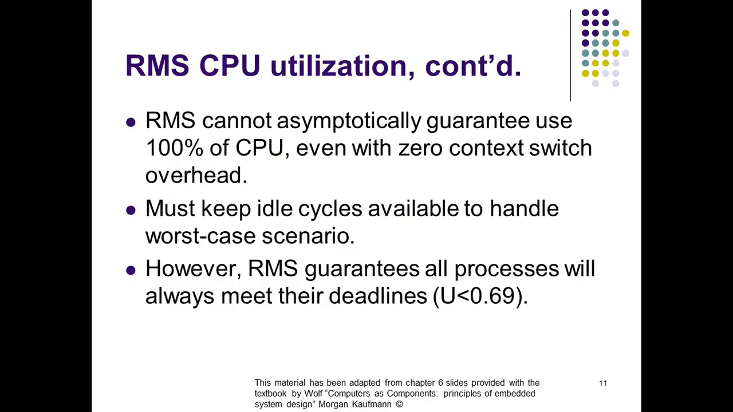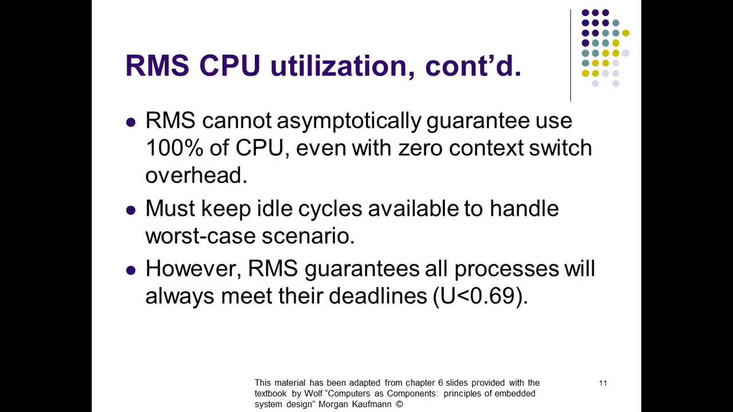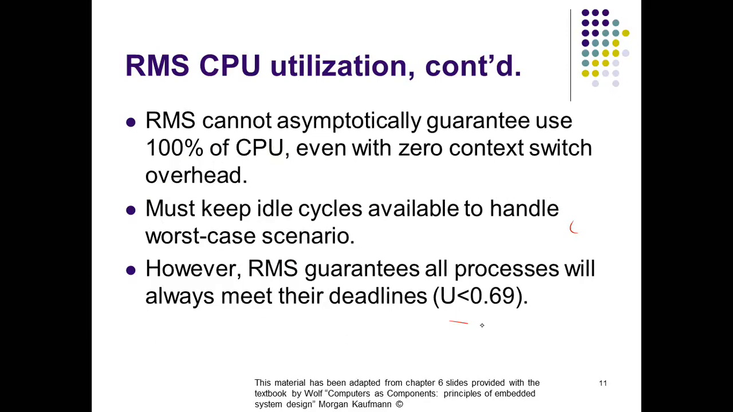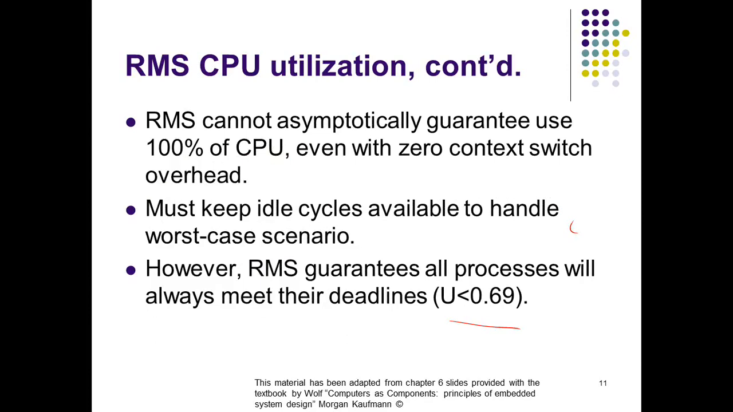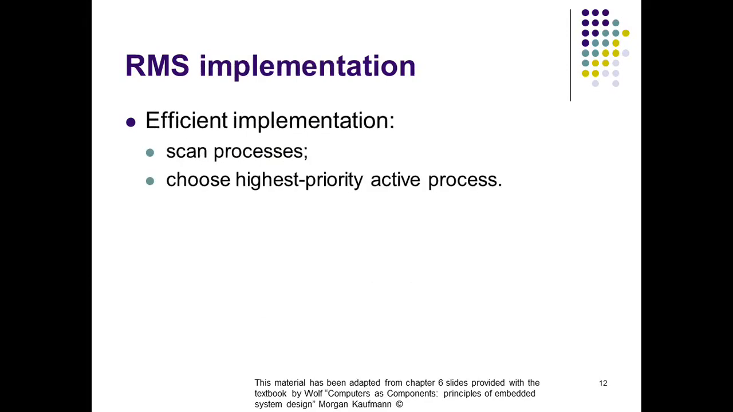Okay, so you cannot guarantee 100% CPU utilization. We have idle cycles just to use up the CPU when we're not doing anything else. But we can guarantee we meet our deadlines if our utilization is below 0.69 or 69%. Okay. How do you implement this?